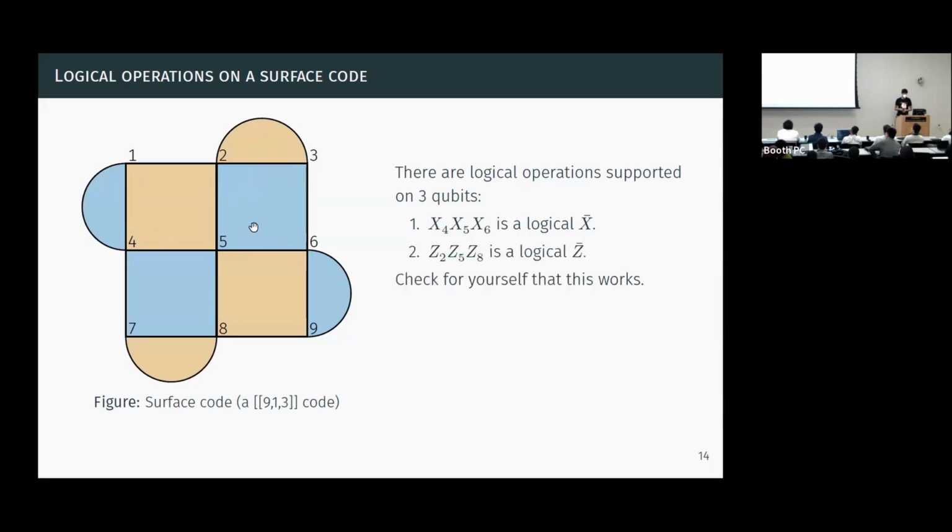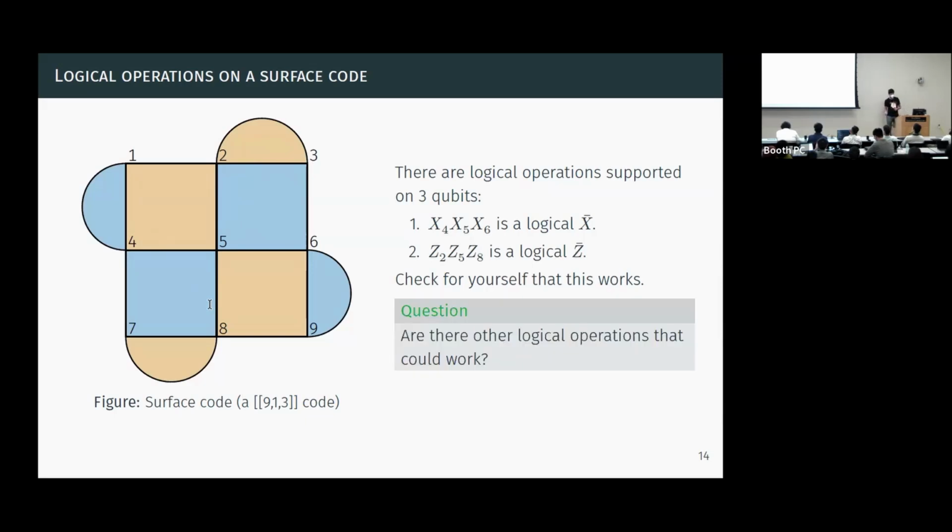And similarly, we have a logical Z operation, which goes from top to bottom. So we have Z2, Z5, Z8, and it commutes with all the stabilizers. So you should check that this works. And then ask yourself, are there other logical operators in this stabilizer code? And the answer is yes. One way to find out is by taking a logical operation and multiplying it with some stabilizer. You'll get another logical operation.